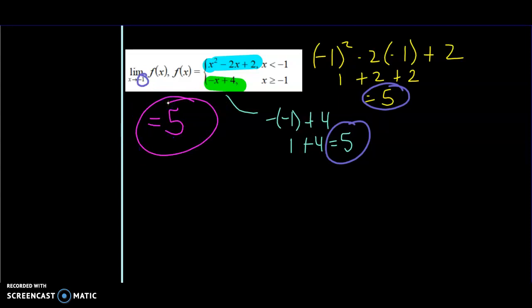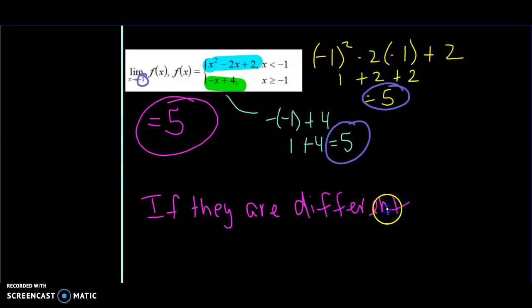Okay? If they're the same, then that's the limit. If they are different, remember the limit does not exist. If they are different values, the limit does not exist.